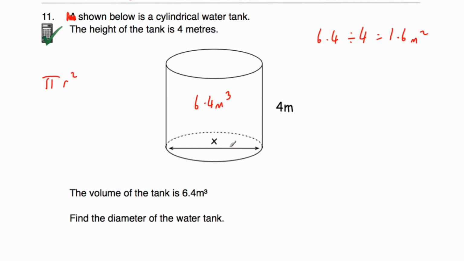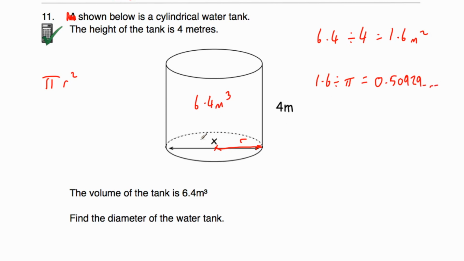So let's find the radius of the circle to begin with. Let's find r, the radius of this circle. So let's start with our 1.6 and let's divide it by pi. And if we do 1.6 divided by pi, that's equal to 0.50929 and so on.